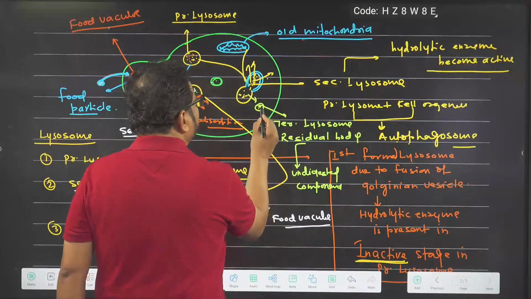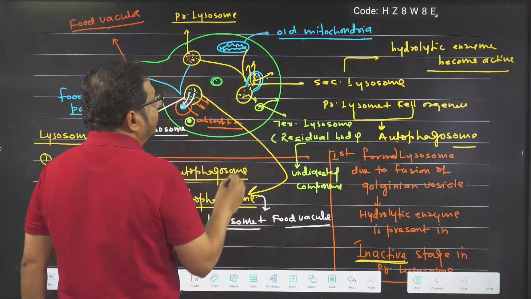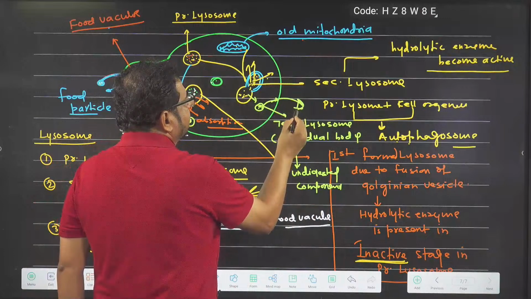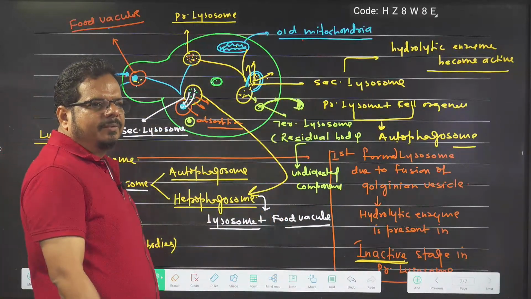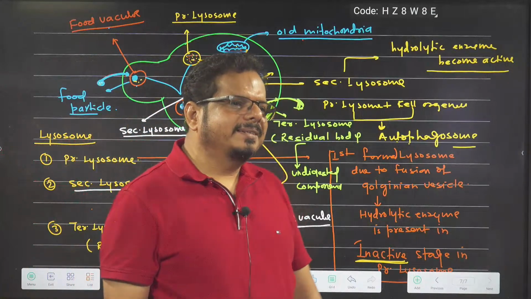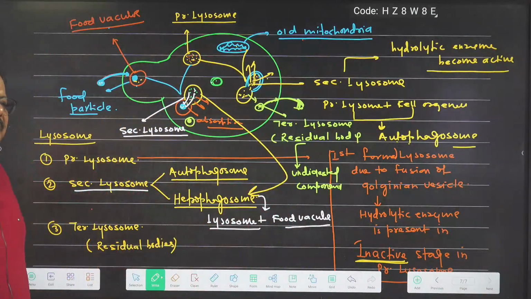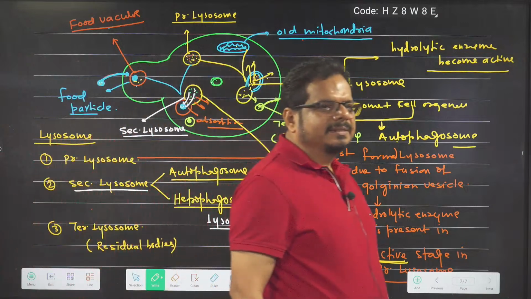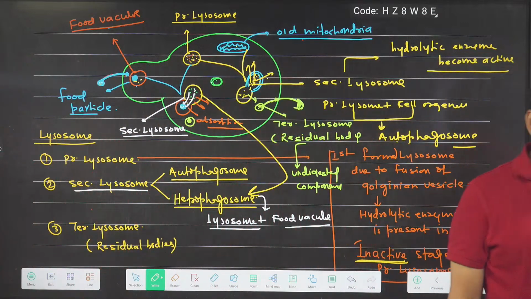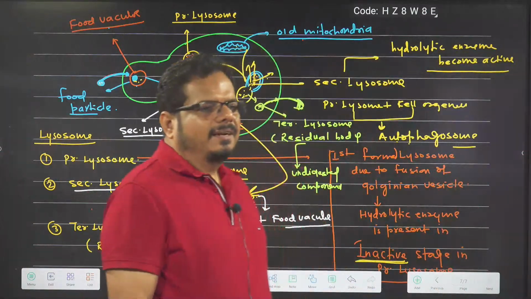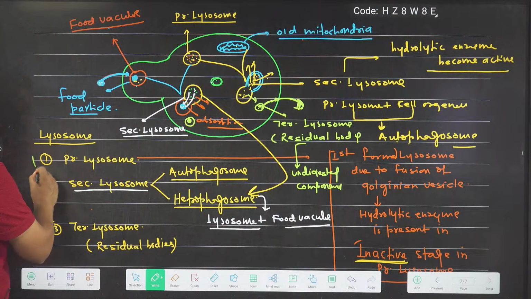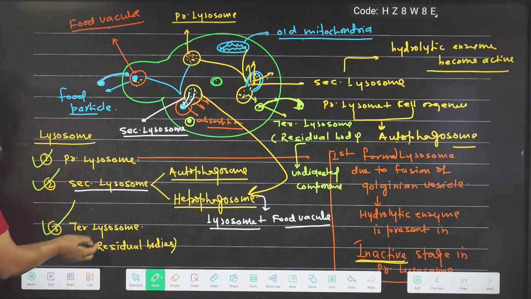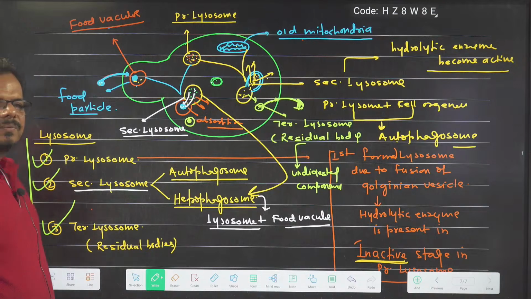And now this residual body comes in contact with the plasma membrane and comes out of the cell, getting the things removed, expelled from the cell. Are you getting the idea? So that is how intracellular digestion occurs in the animal cell. I just told how lysosome works for intracellular digestion. So primary lysosome, secondary lysosome and tertiary lysosome are different physiological states.